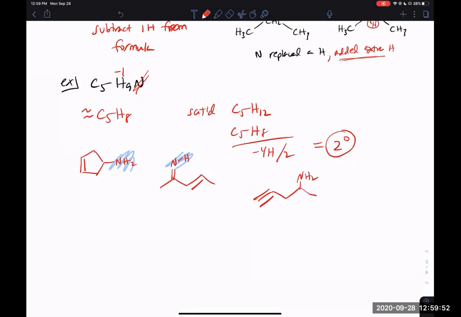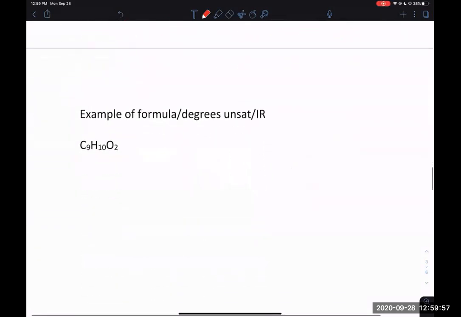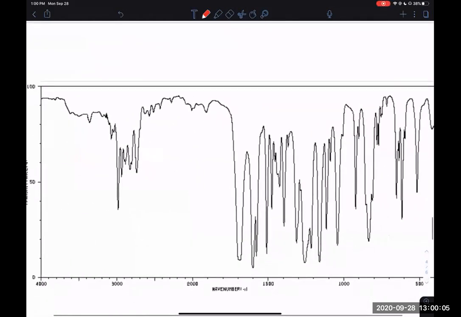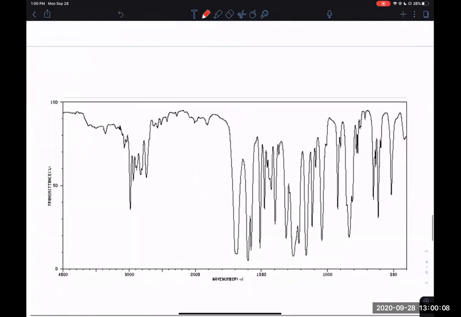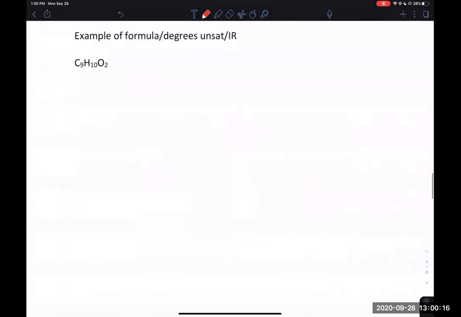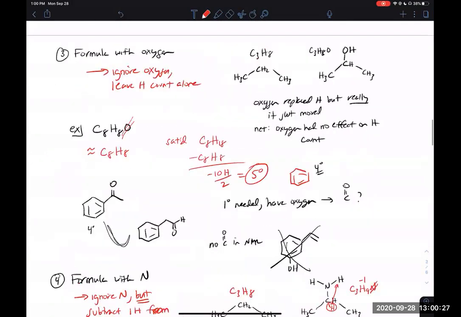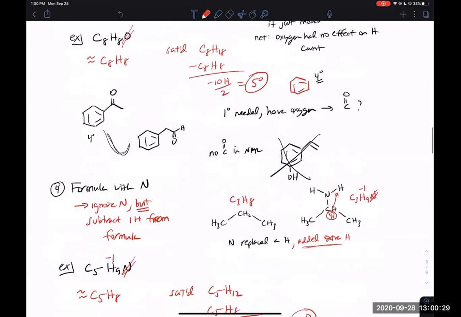Okay? So as an example, sort of tying this all together in terms of what you're going to do, I have an example formula and an example IR, and we're going to combine all these ideas and figure out the structure, just like you're going to do with your unknowns. All right, so first thing you do, you've got your formula, get the degrees of unsaturation. So we have oxygens. Oxygen, if you look back, we ignore it and leave the H count alone.